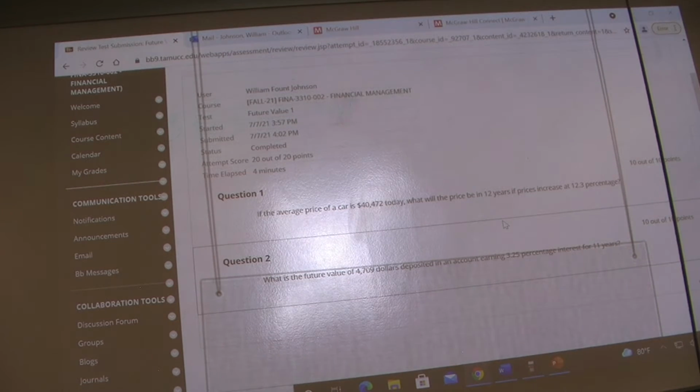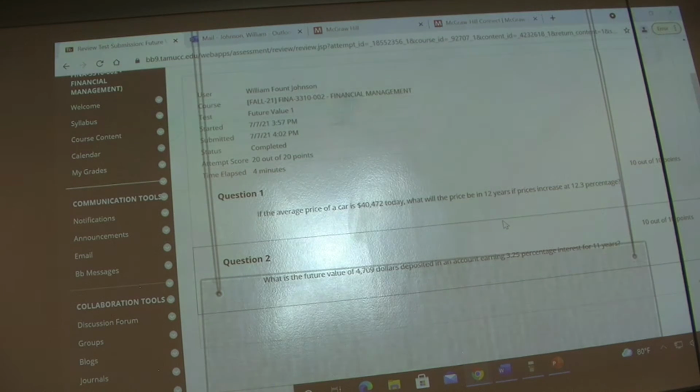Alright, so now we are going to solve the same questions using our formula. There are several different ways to solve these questions, so always please use the method that you feel most comfortable with. So here we have the same questions. The first question is, if the average price of a car is $40,472 today, what will the price be in 12 years if the price increases at 12.3%?